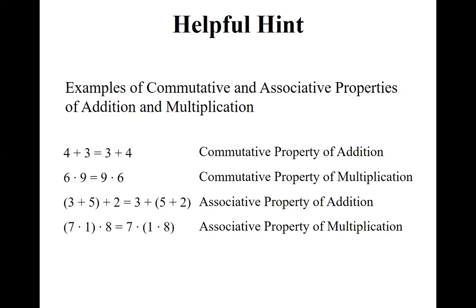The associative property of addition, an example of that would be 3 plus 5 plus 2, where on one side we add the 3 plus 5 together first, and on the other side we add the 5 plus 2 together first. Either way, 8 plus 2 is the same as 3 plus 7. 10 equals 10. 7 times 1 times 8. Doesn't matter if we do the 7 times 1 first or the 1 times 8 first. 7 times 8 is the same as 7 times 8. That's an example of the associative property of multiplication.